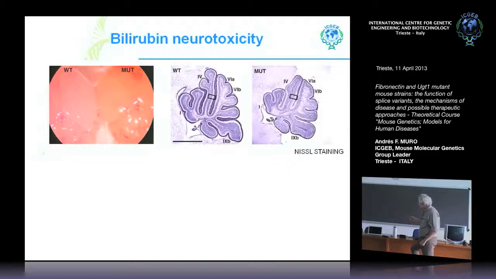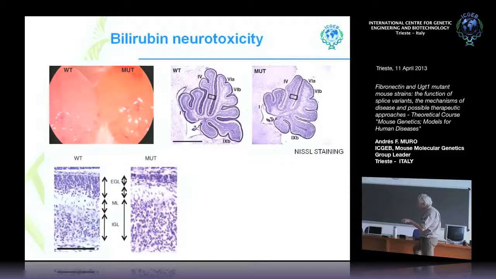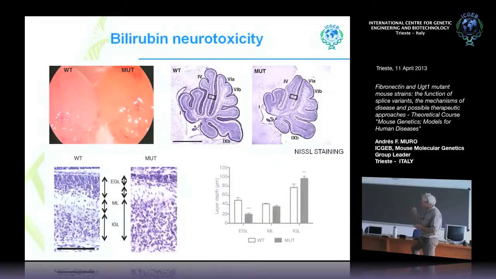And we also analyzed the different layers of the cerebellum. You can see here that there is a very big difference, not in the shape but in the thickness of the layers, and it is summarized here. So the external granular layer is very reduced, and this is very important for normal cerebellum function.